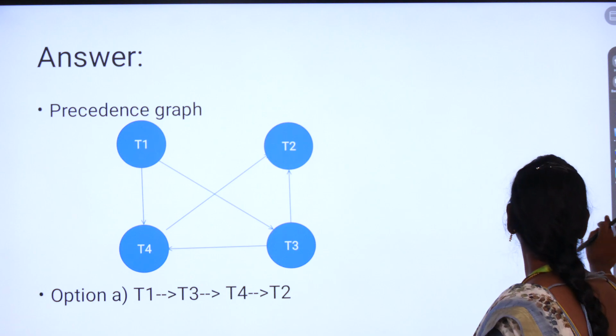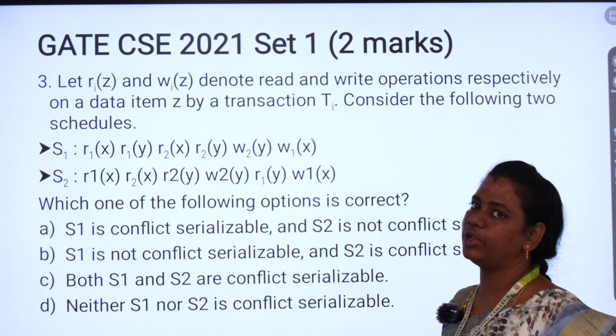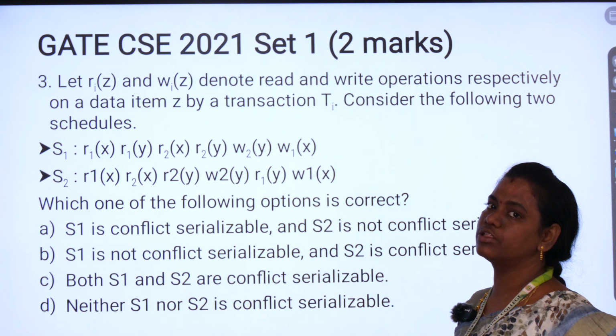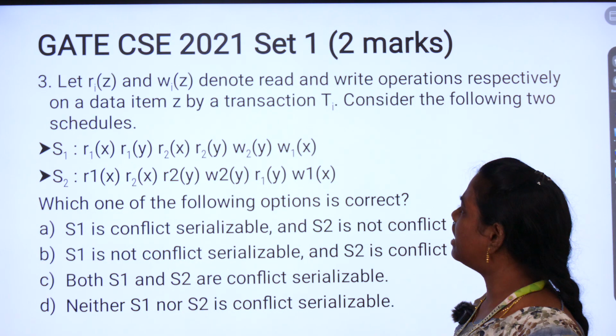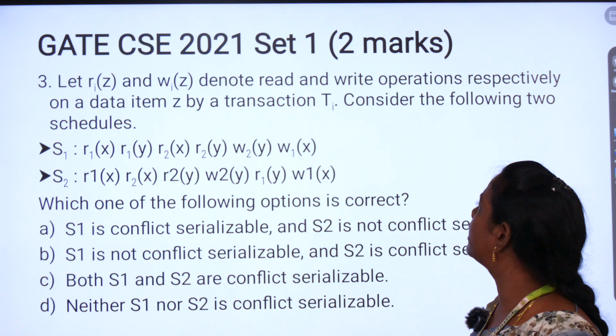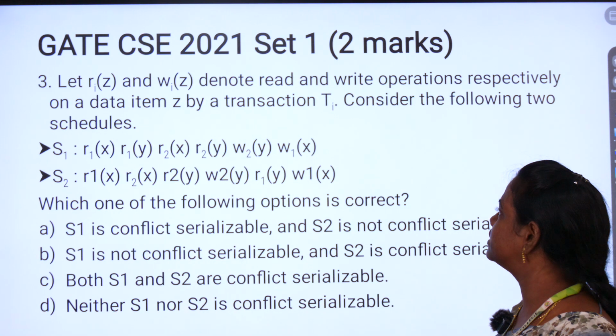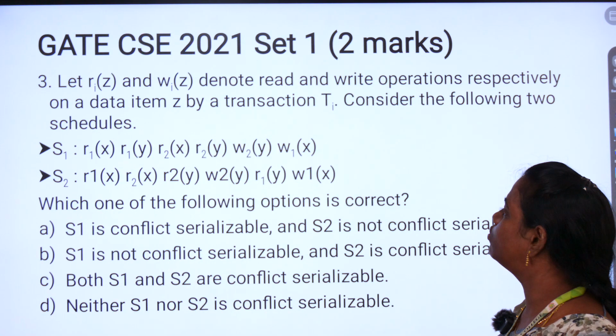So next is your third question in GATE CSE 2021. This was asked in set 1. This is a 2-mark question. Let Ri of Z and Wi of Z denote read and write operation respectively on a data item Z by a transaction Ti. Consider the following two schedules.